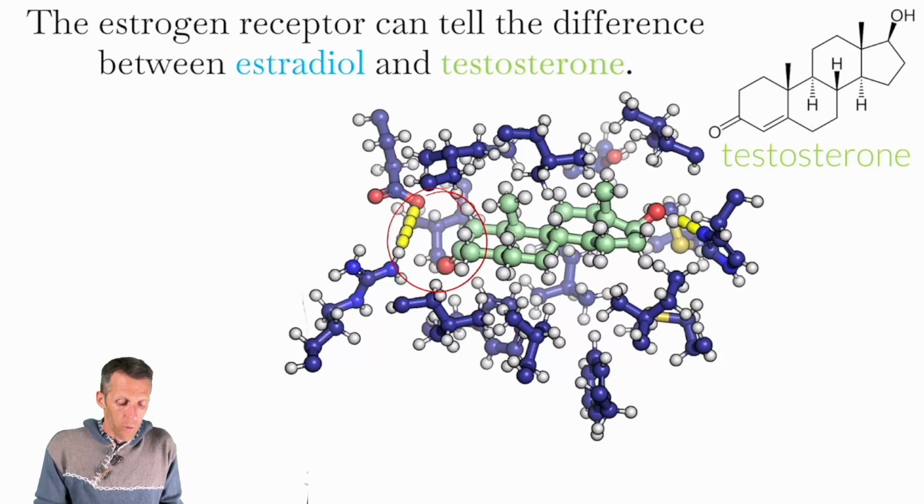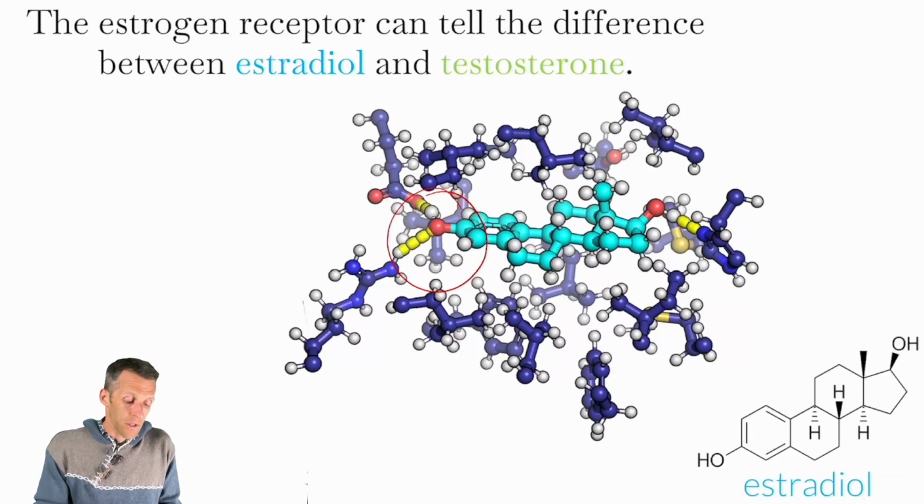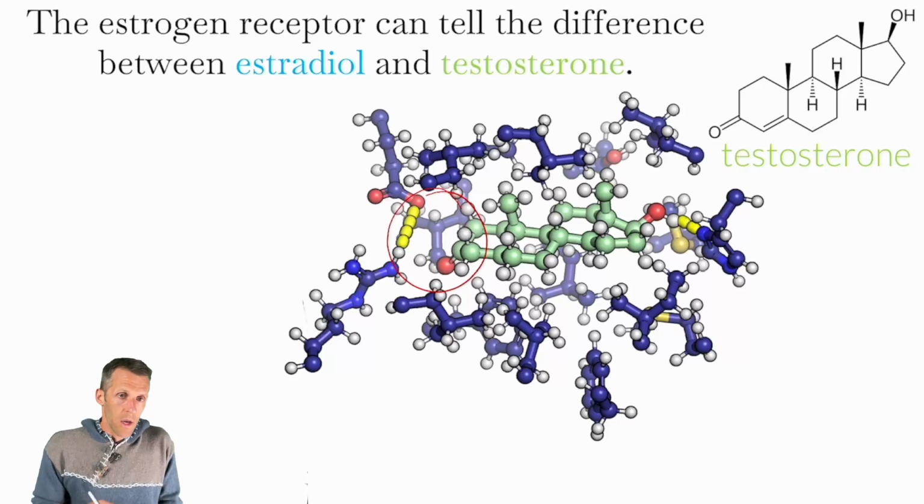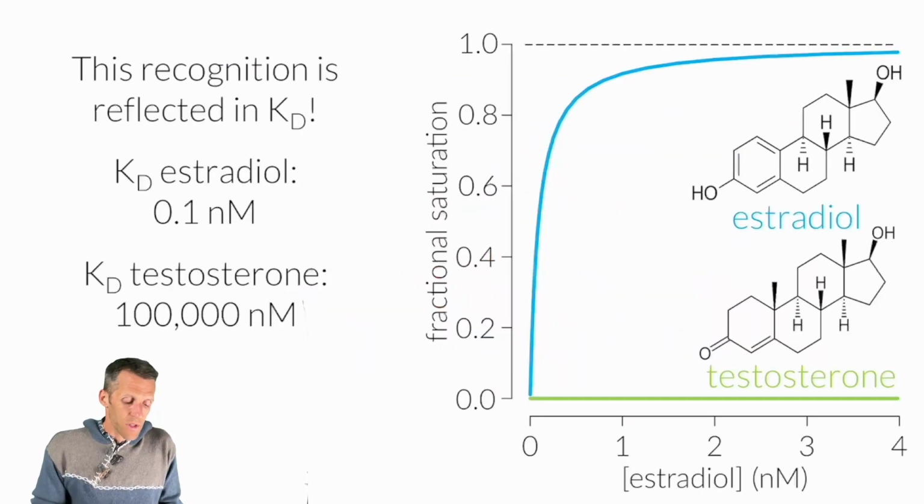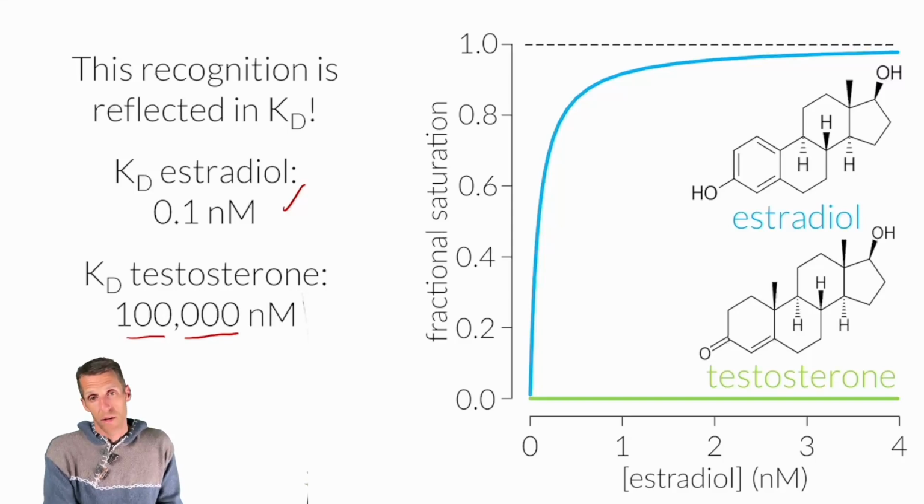So if we go back and forth, hopefully you can appreciate that testosterone binds worse than the estradiol, at least it looks like it's binding worse. And it turns out we can see this in terms of the KD. So this is reflected in the KD. These are the measured KDs of the estrogen receptor for estradiol, 0.1 nanomolar, and for testosterone, it's 100,000 nanomolar. It's way, way, way worse.